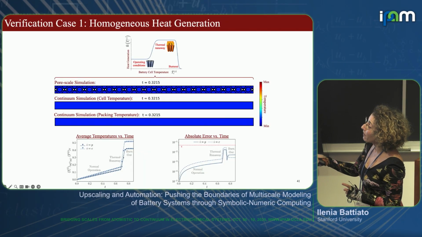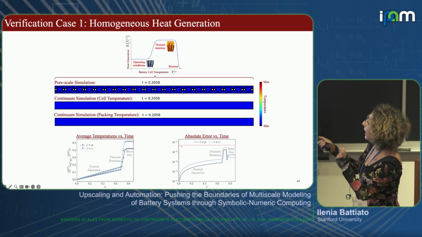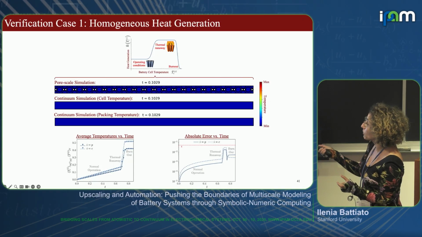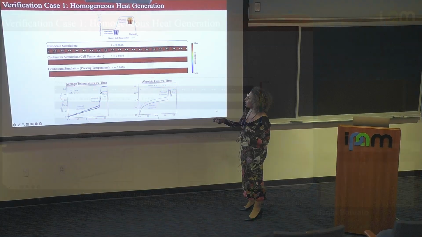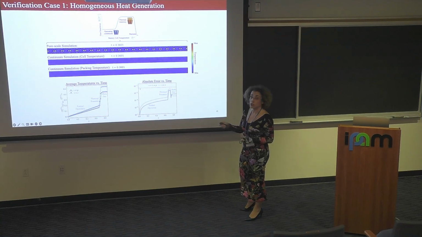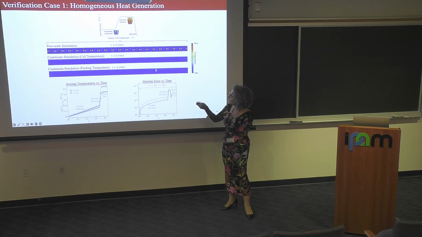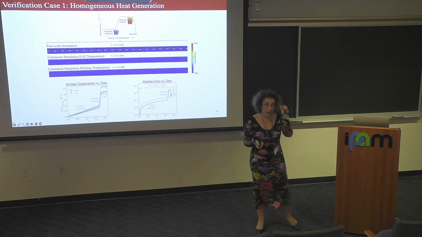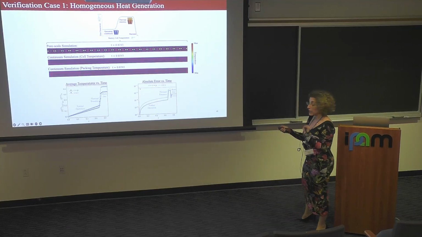We compare the moving average of the temperature in both the packing and the cells with the continuum scale simulations. And again, really, these plots look pretty, but we don't care about them. We just look at the errors. Whenever the absolute error between these two solutions is below epsilon, it means that the model has preserved the theoretical bound, okay? So that's all we look at.